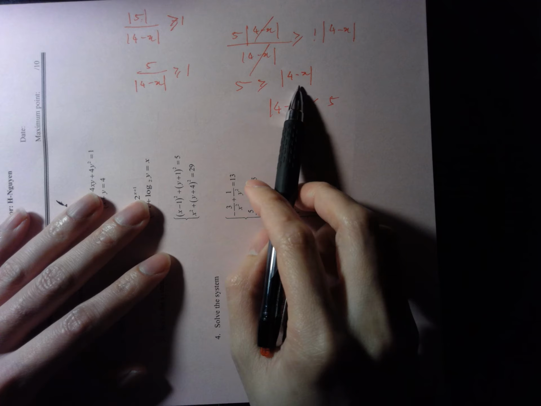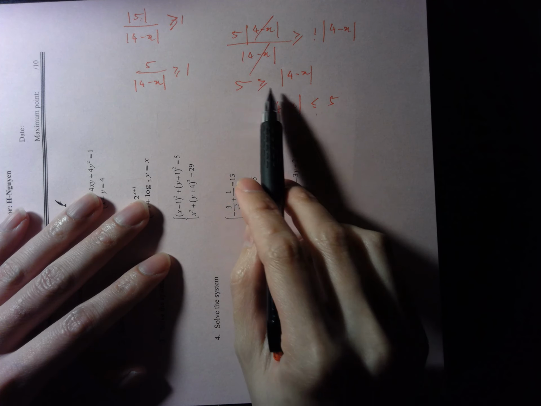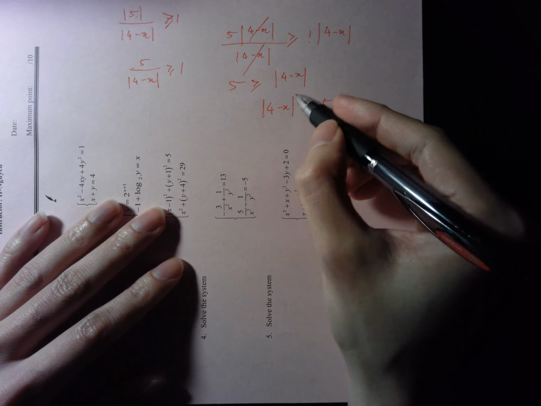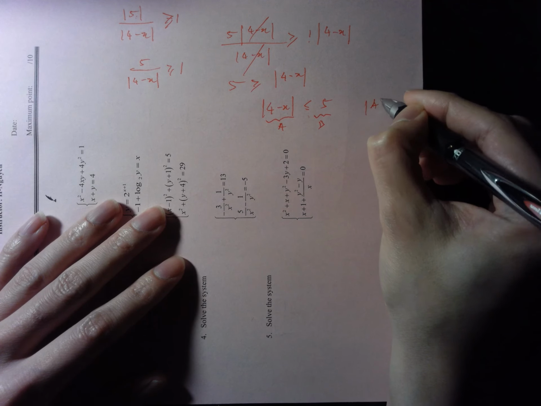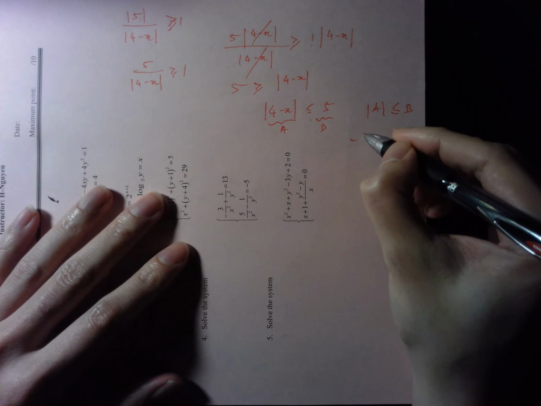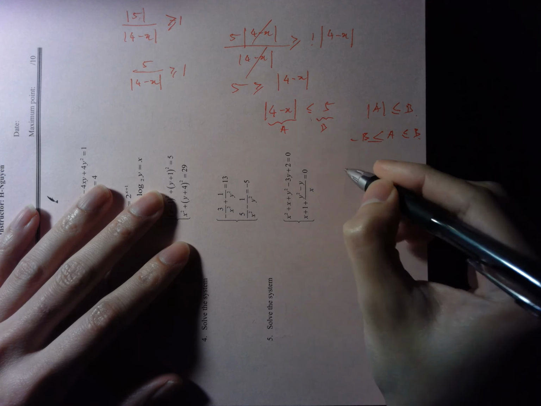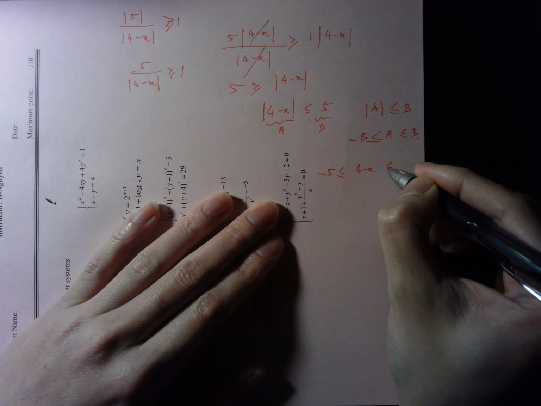You are taller than your brother, and your brother is shorter than you. Okay, remember that I told you guys a couple times during the lecture. So you have absolute of A less than or equal to B. This is in the form already. Then it gives you negative B less than or equal to A less than or equal to B. Okay, so you have negative 5 less than or equal to 4 minus x less than or equal to 5.